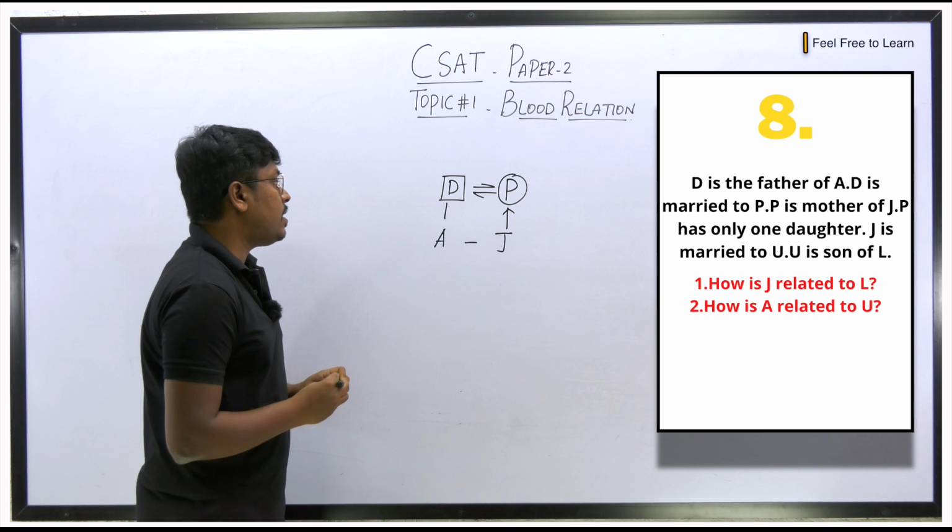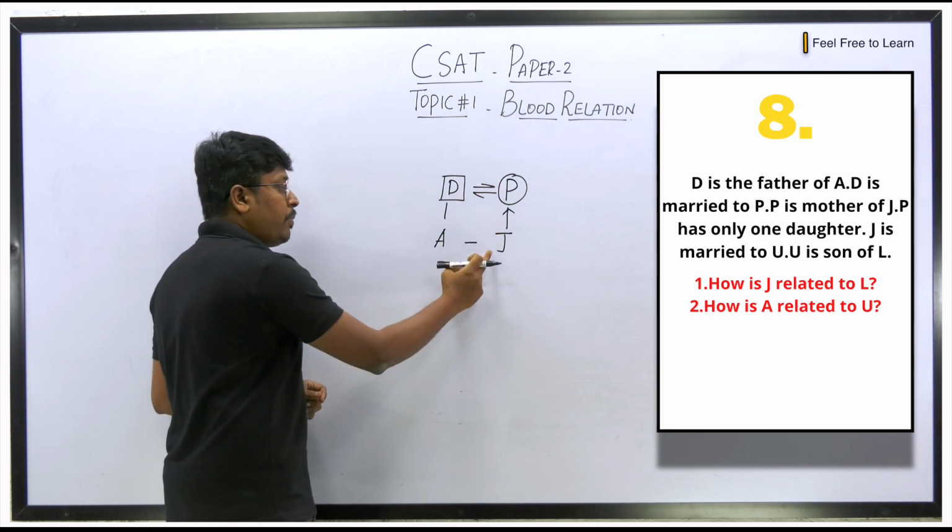Next, P has only one daughter. So the person P has only one daughter.